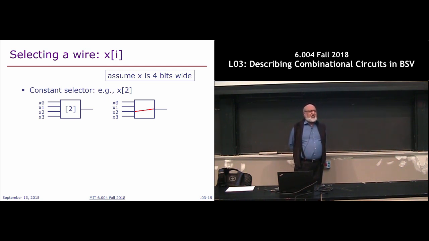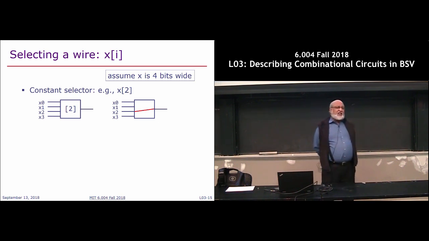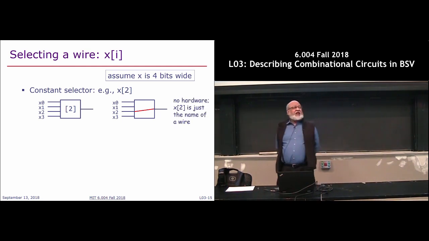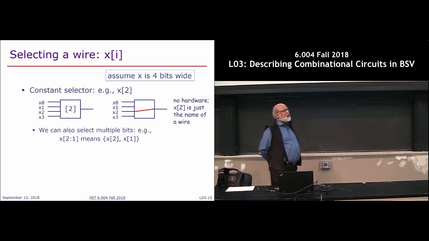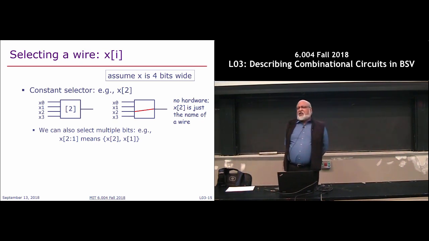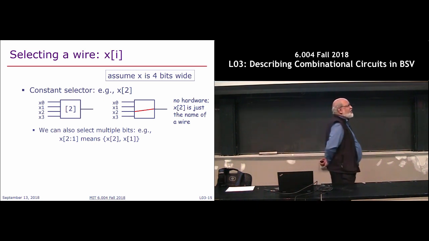There is zero hardware involved. There is no hardware in this selection. When it's a constant selection, you just say, from this wire, from now on, I want to use it. Everybody gets that, right? You're just saying X2 represents the wire named X2 in this picture. And you can actually do this with ranges also. I could have written X2:1, which means I want to select 2 bits from it. That's like saying concatenate X2, X1. You're taking 2 wires out of X. There were 4 wires in X, and you want to use these 2 particular wires.